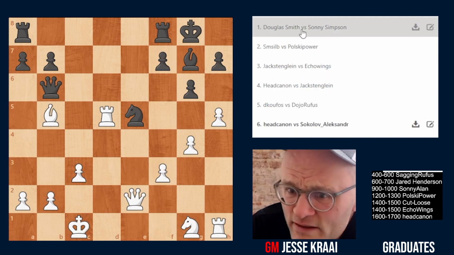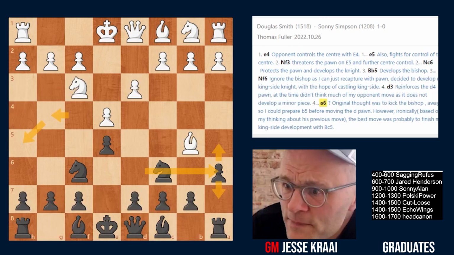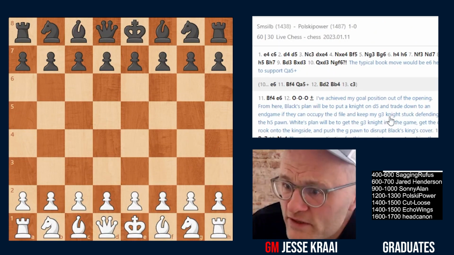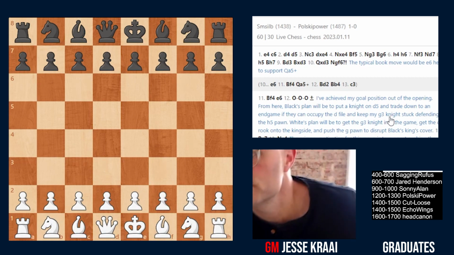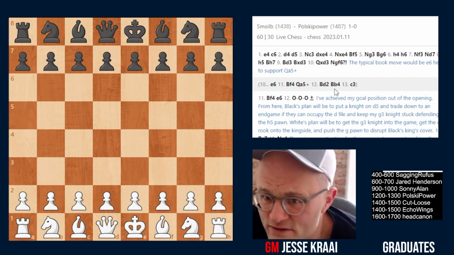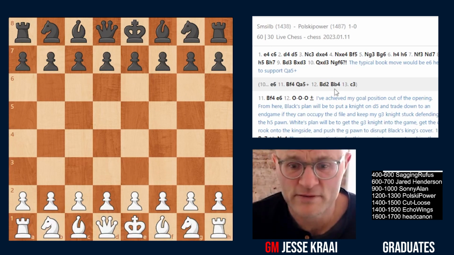So we looked at Sonny's game, and we got to look at Polsky Power. Now, Polsky Power, I believe this is not his annotations. Correct. So this is his opponent's annotations.